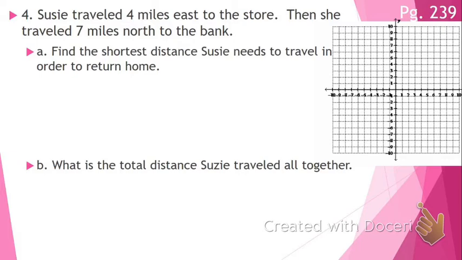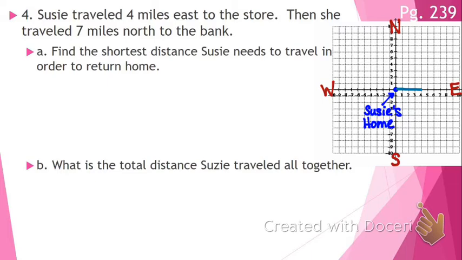Okay, so to figure this out, I'm going to use this graph to help me a little bit because I've got left, right, up, and down, so I can kind of use this as like north, south, east, and west. So that's what I'm pretending here. And I'm going to put Susie's home right here at 0, 0. All right, so it says that Susie traveled 4 miles east to the store. So I'm going to take that over to the 4 on the x-axis. That's going to represent 4 miles there.